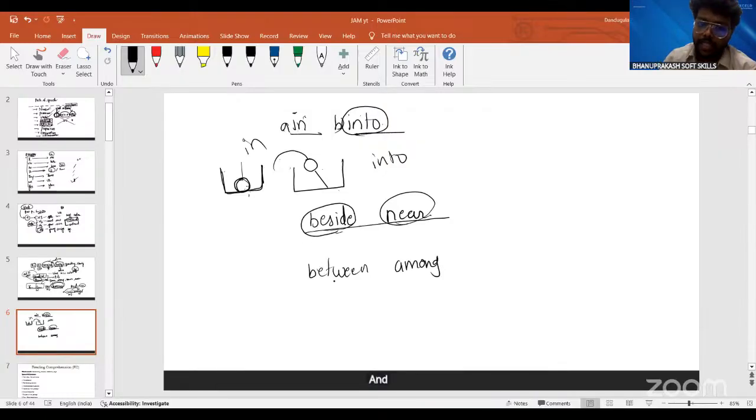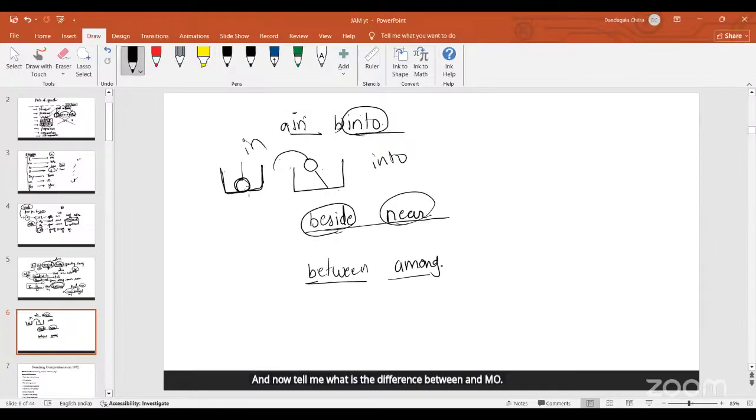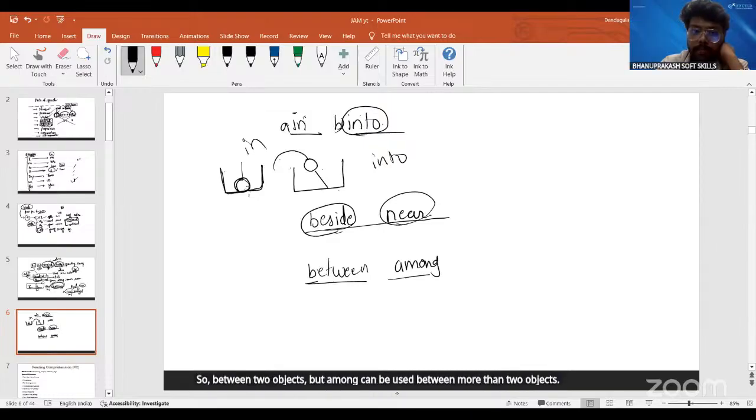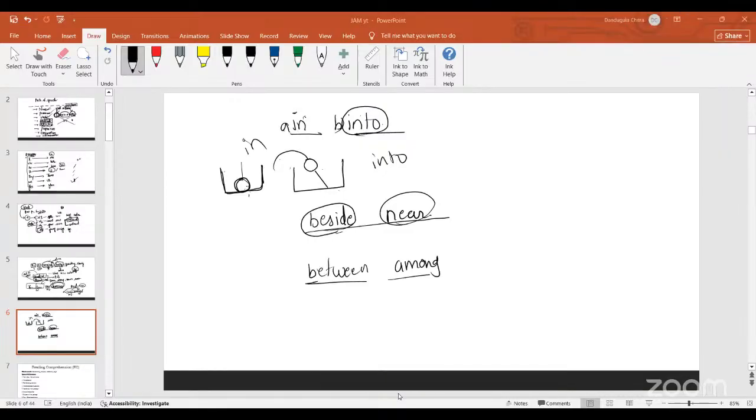And now tell me, what is the difference between between and among? So between is used between two objects, but among can be used between more than two objects. Yes, beside, yes, close to, right. Example, the match between Australia and India.